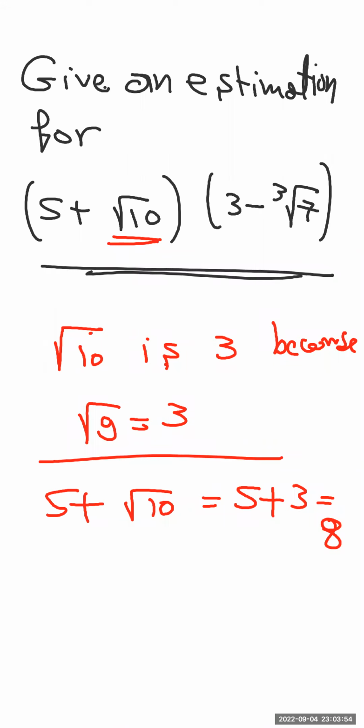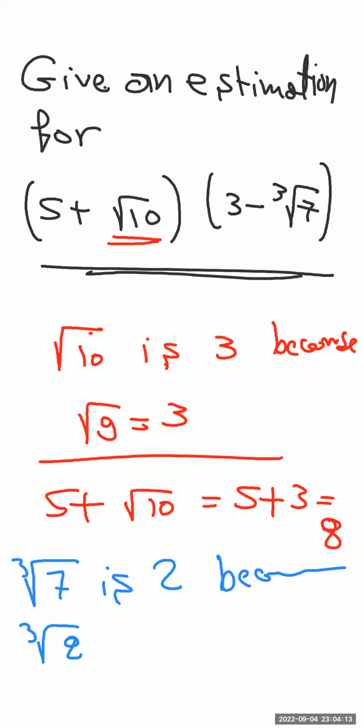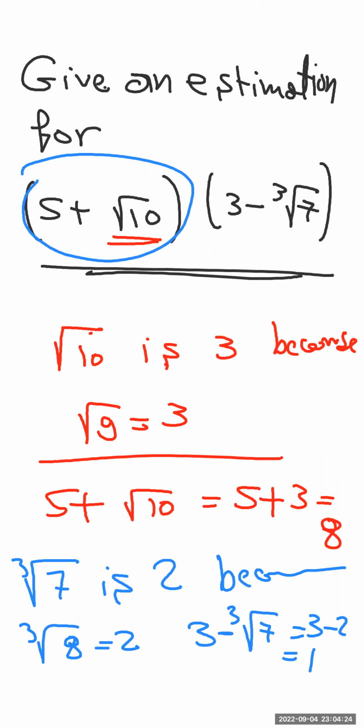Then the next point, of course, we are going to get the estimation for what? For 3 minus cubic root of 7. 3 is a fixed number, so cubic root of 7. Cubic root of 7 is about 2, of course, because cubic root of 8 equals 2. So now 3 minus cubic root of 7 equals 3 minus 2, which means 1. So now this term equals 8 and this term equals 1. So 8 times 1 equals 8. So that was the estimation.